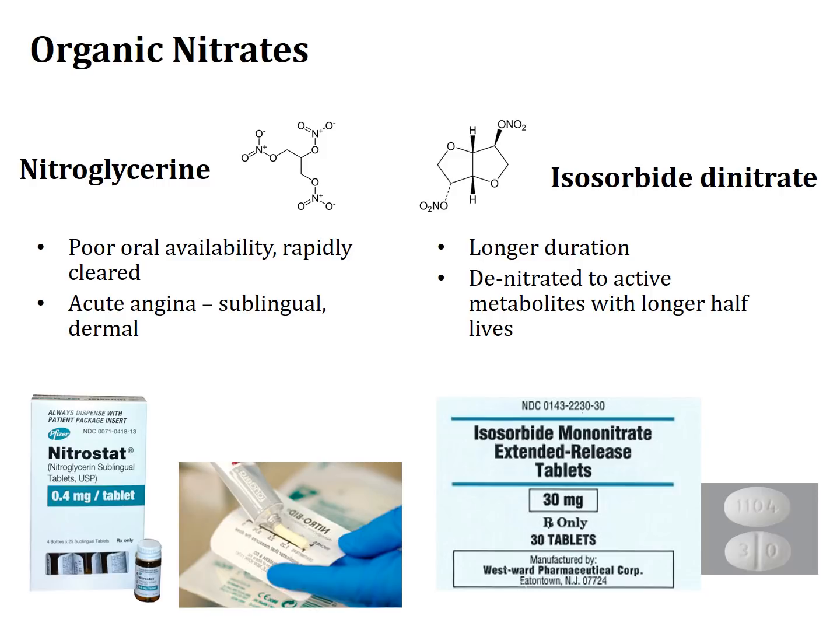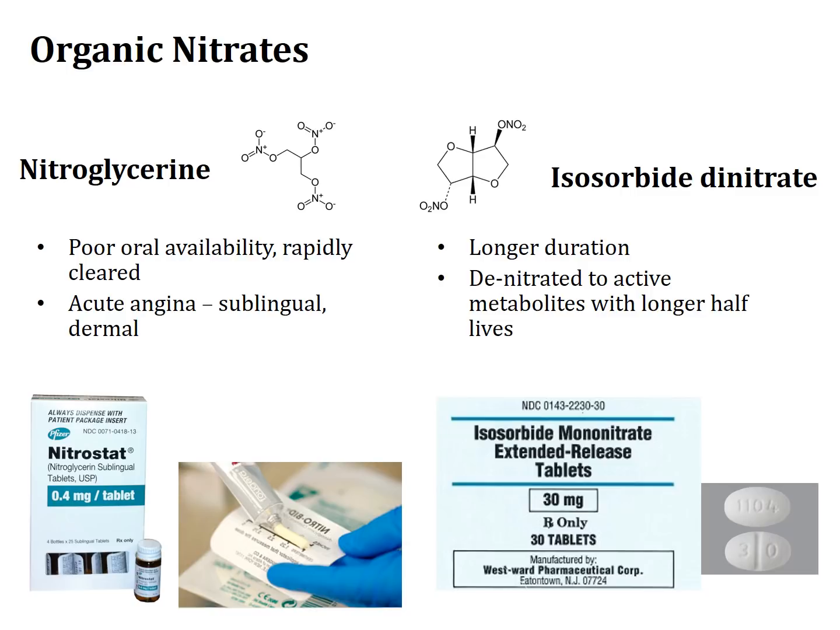Nitroglycerin itself has really poor oral bioavailability, so you can't take it orally. So the way that we take it is either sublingual, placing it in the mouth as a tablet or a spray, then it absorbs through the oral mucosa, or we put it on the skin in the form of a paste or a patch, and then it absorbs through the skin. So in terms of monotherapy, we want a fast-acting nitrate.